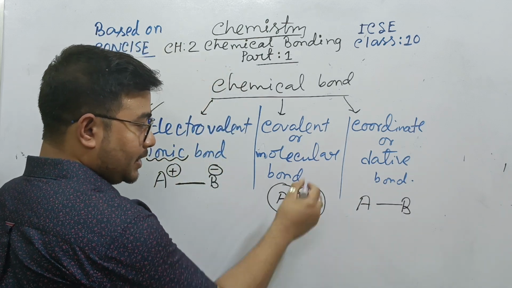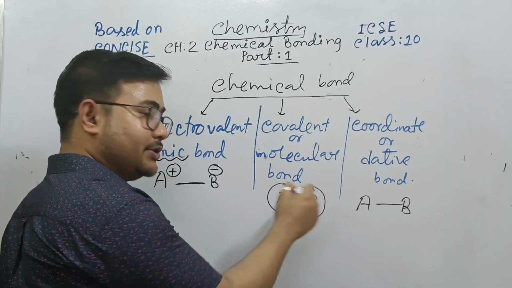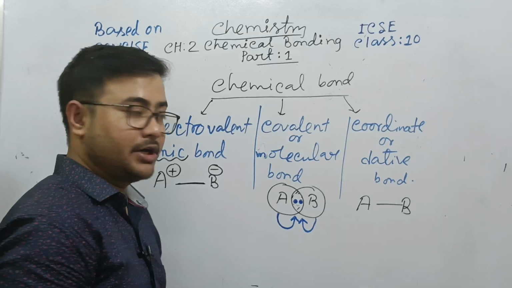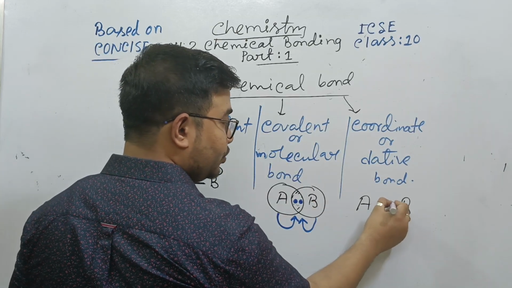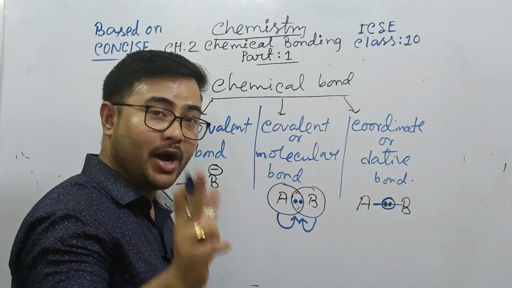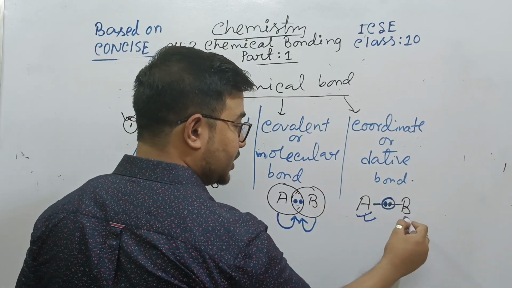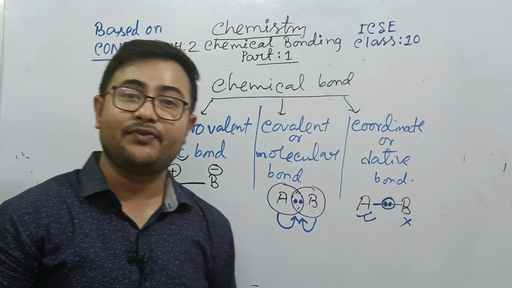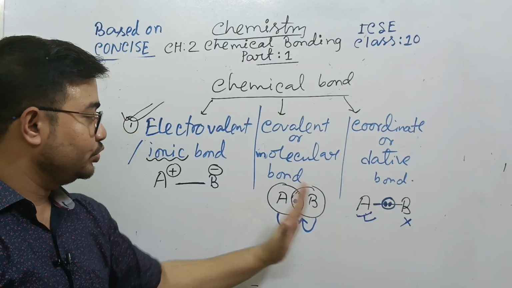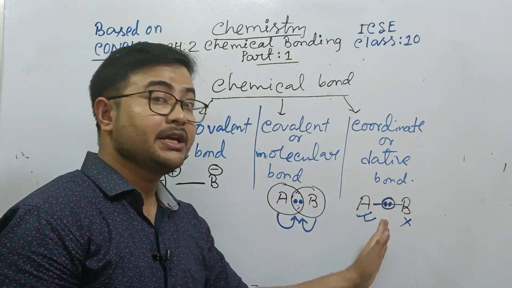Here one electron from A and another electron from B, so both are responsible for donating. But here the bond contains two electrons, and the electrons are donated by only one atom, either A or B. So here there is only one contribution, another atom does not contribute. This is called coordinate or dative bond. Later I will discuss it properly. Here only one donates the two electrons completely, another just uses it.